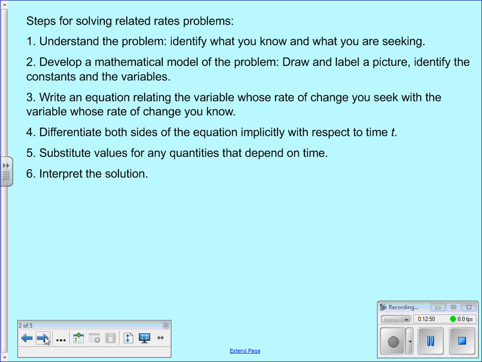Okay. Substitute values for any quantities that depend on time. Interpret the solution. Plug the numbers in. What do you get? That's what that comes down to. Plug in the numbers. What do you get? You will be given lots of values. You'll be asked specifically what you're looking for.